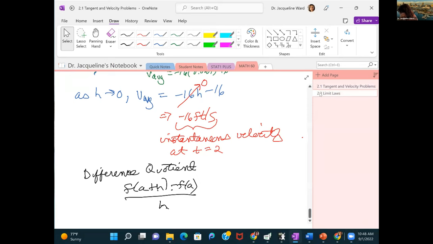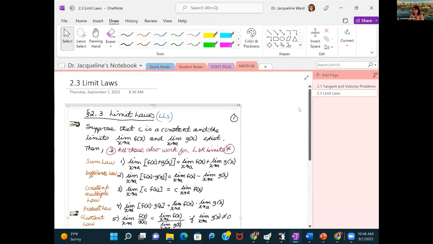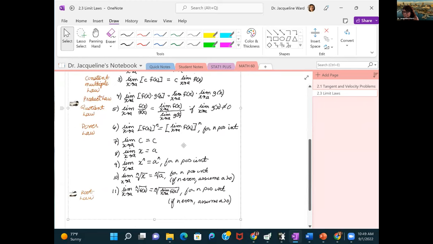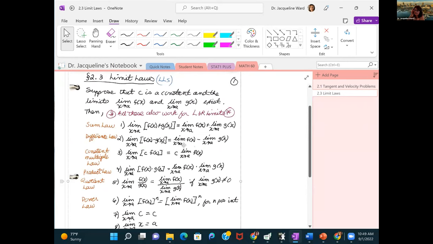Section 2.3 is on limit laws. There are laws for working with these limits, kind of like how we learn in algebra about exponents, and then there are all the exponent laws or rules. This is an example. I've just copied from my lecture notes that are posted already because of wordiness. But I want to make sure you guys really understand these limit laws, abbreviated LL, by the way.